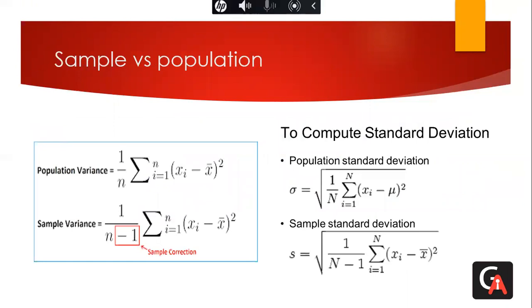Now there is one difference in the formulas for sample and population. In the case of population, we divide by n, the total number of elements, but in the case of sample variance, we divide by n minus 1. That is called sample correction. So there is a small change in the formula of sample variance and also sample standard deviation: you simply divide by n minus 1.